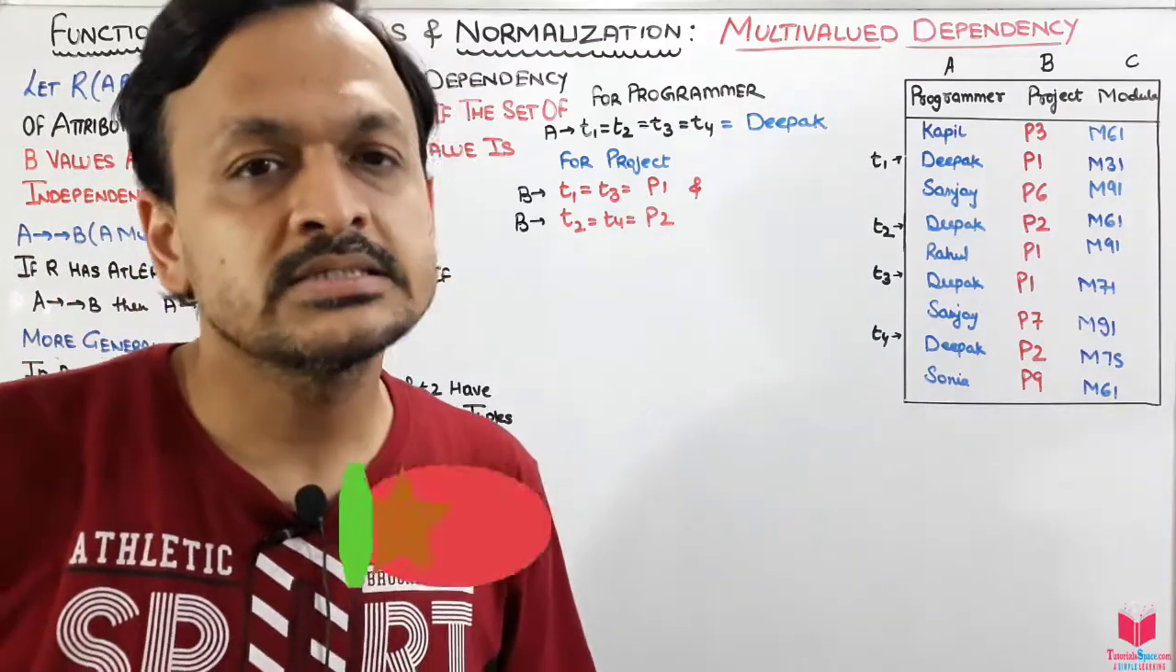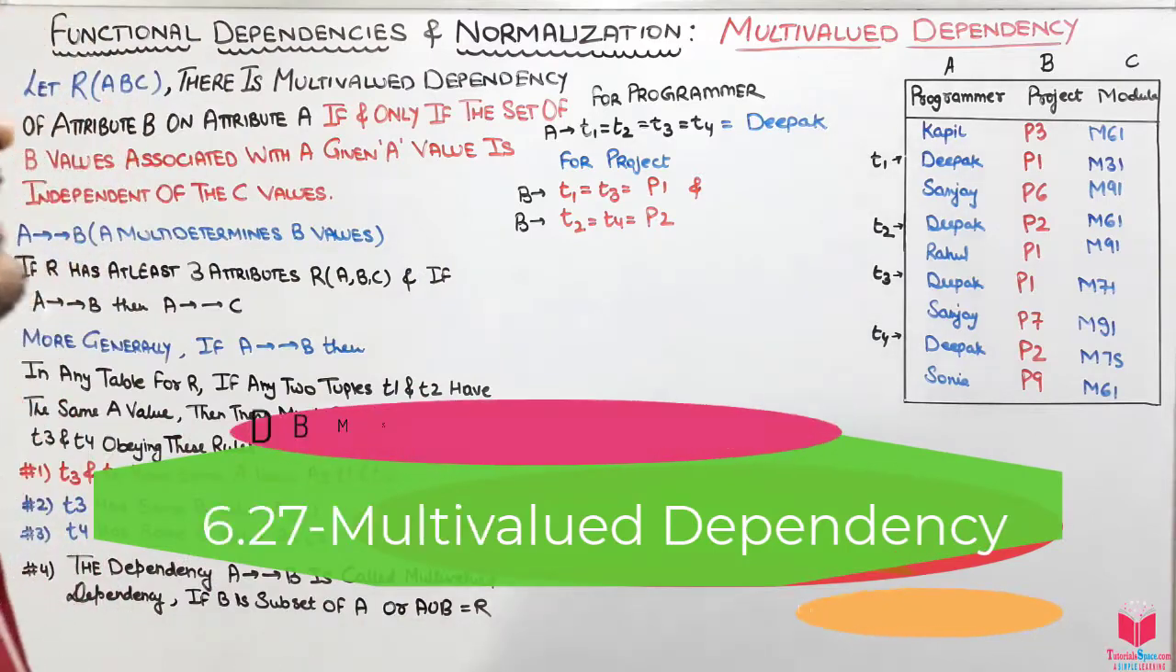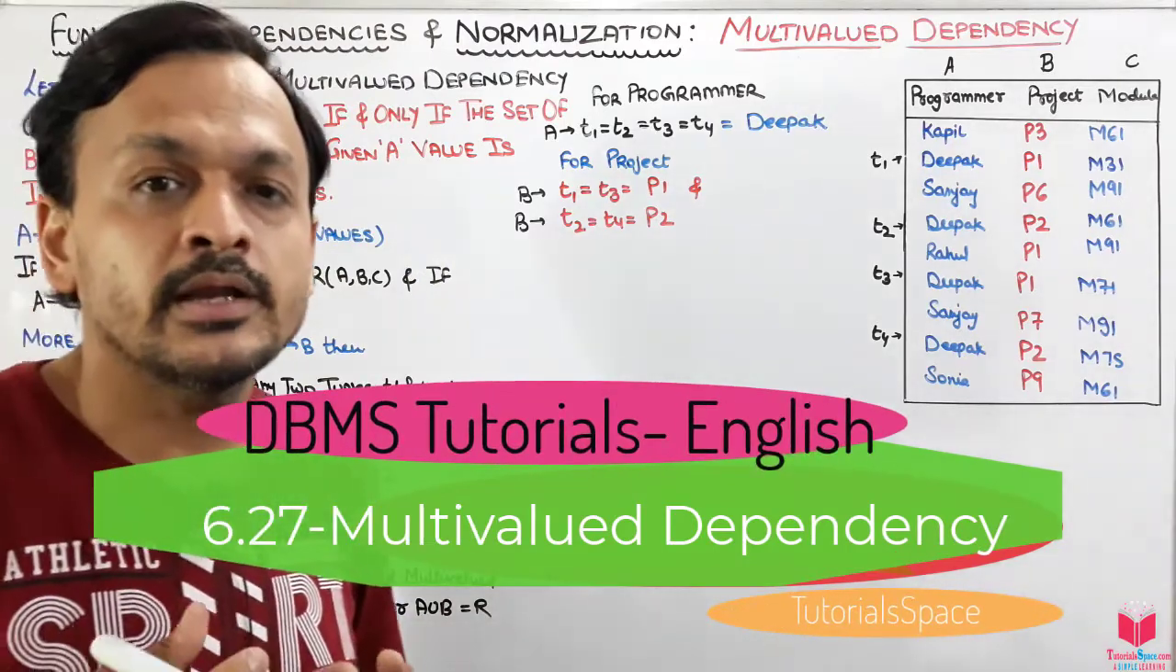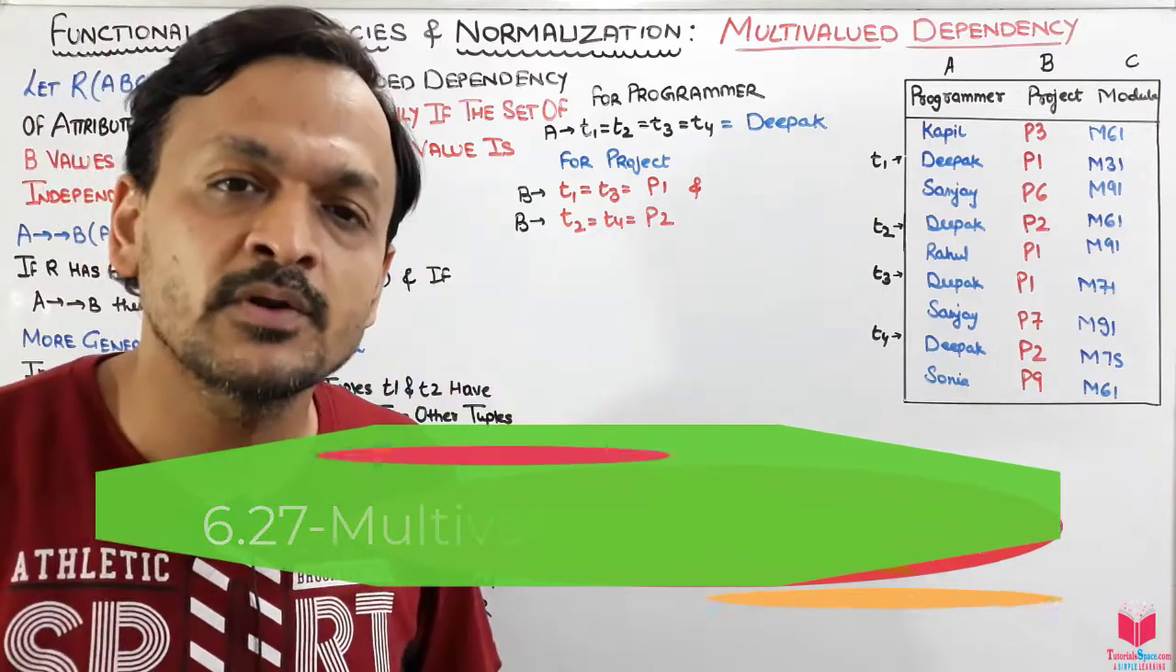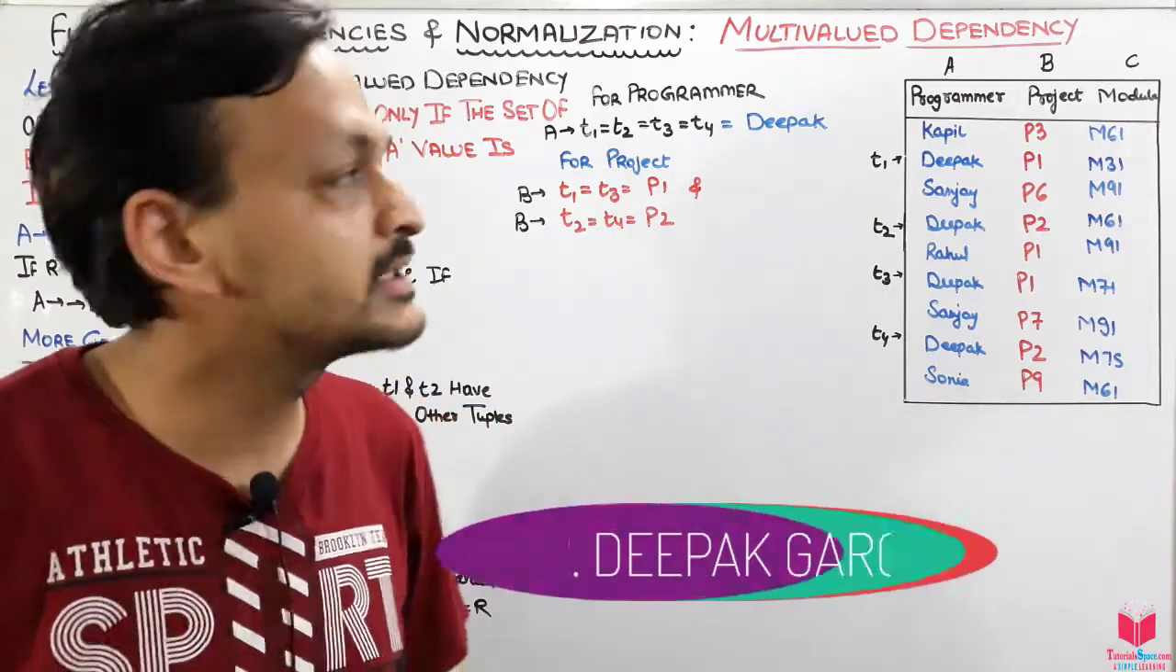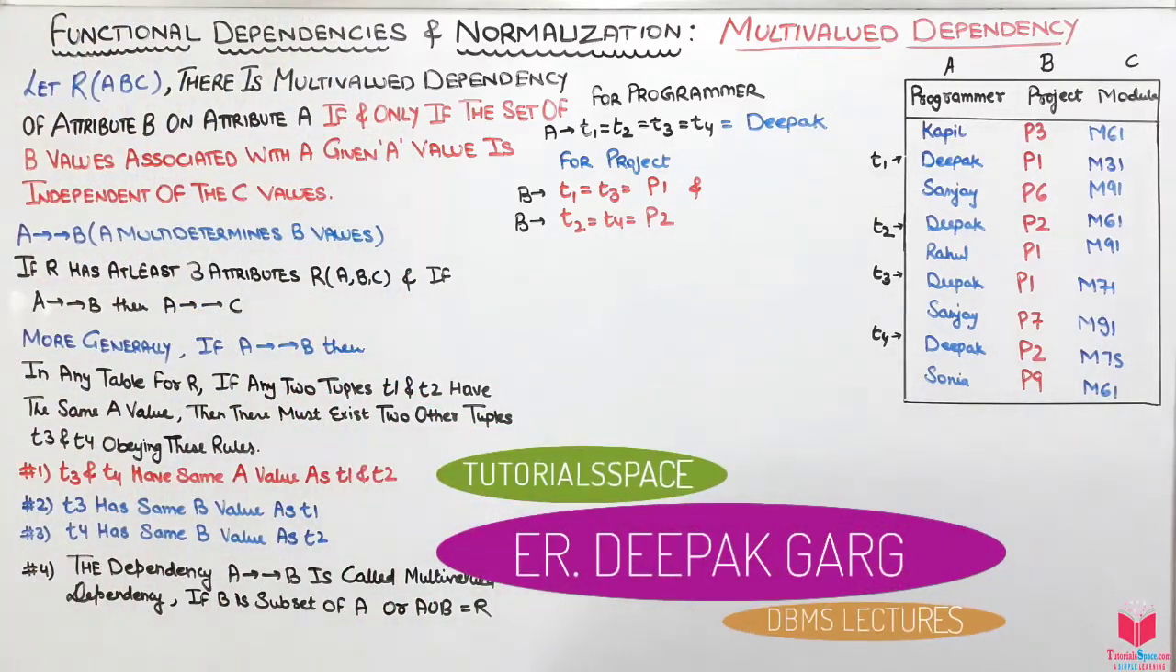Hello guys, today we will discuss the multi-value dependency. It is a quite important dependency which helps in understanding the concept of fourth normal form. So let's discuss what exactly the multi-value dependency is.